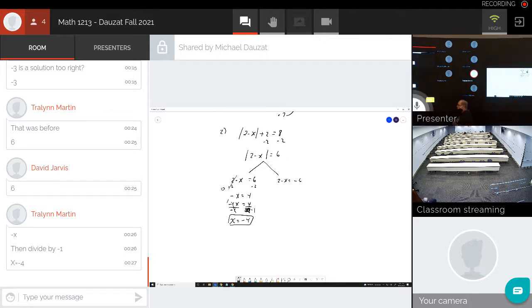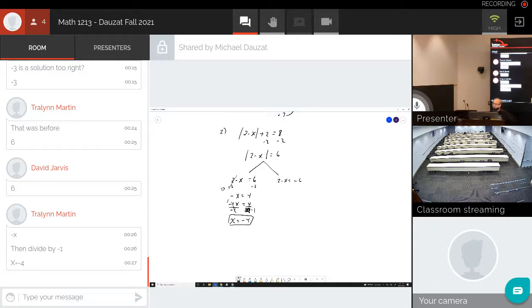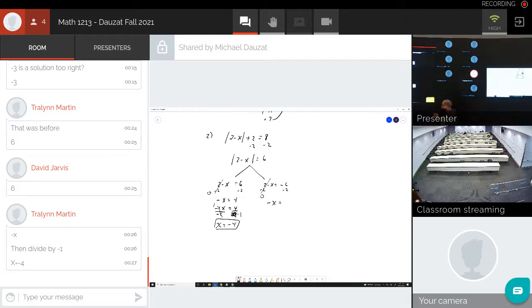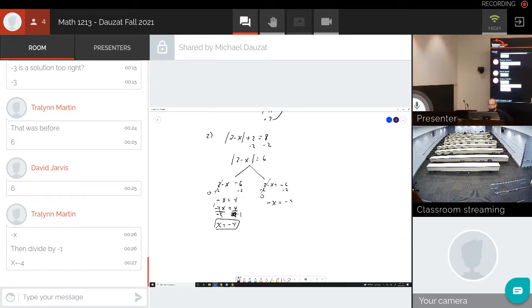Okay, let's do the other equation. All right, good, Trey Lynn. Let's do the other equation. We're going to subtract 2 again, just like this. When I combine like terms, 2 and a negative 2 is 0. 0 and a negative x, just like before, is a negative x. Equals. Now, what's a negative 6 and a negative 2? Negative 8. Negative 6 and a negative 2 is a negative 8.